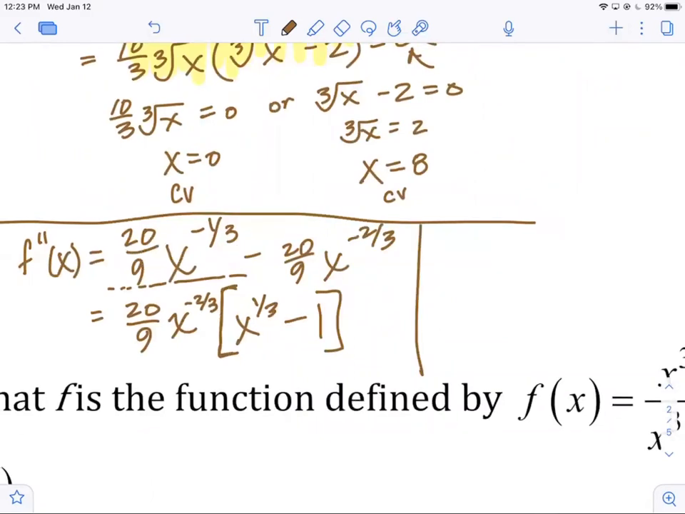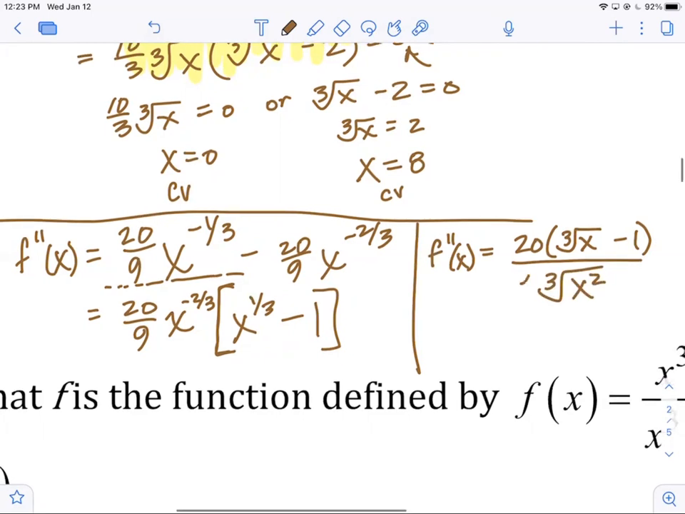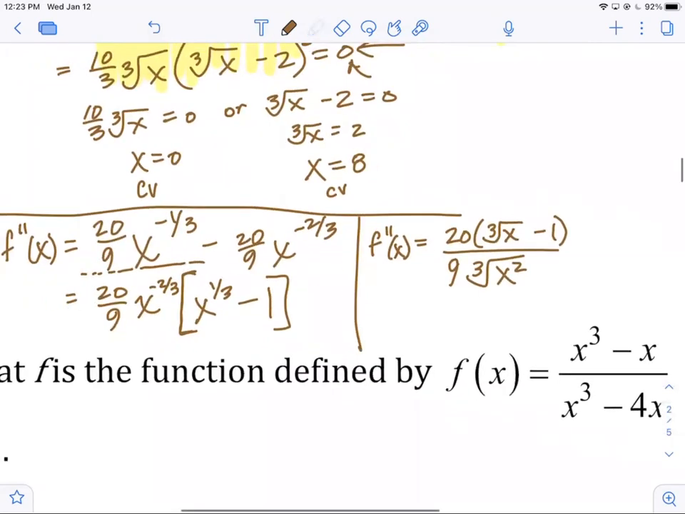All right, now I'm going to clean that up. I'm running out of room, so I'll make a new column. In the top, I'm going to have a 20 times the cube root of x minus 1. And in the bottom, I'm going to have the cube root of x squared times 9. So that's a good looking version of the second derivative.